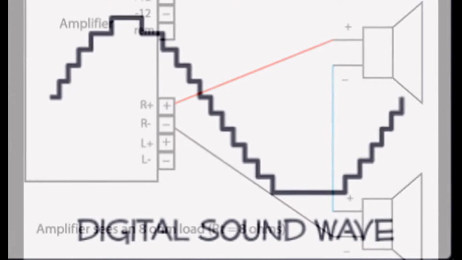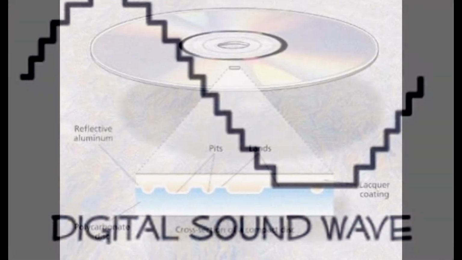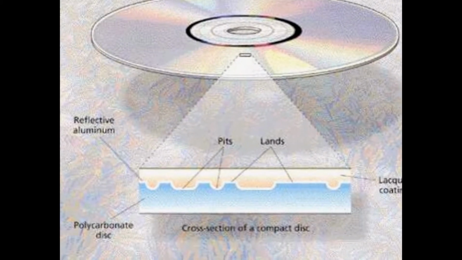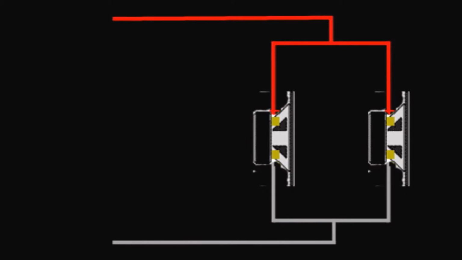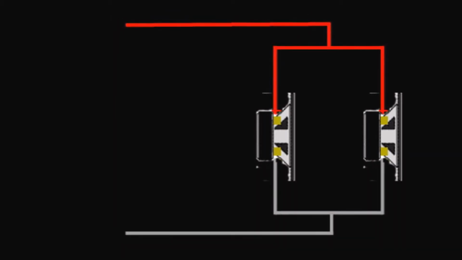Digital sound can be found in things like CDs. In CDs, there are tiny pits and flats. A light will pass over these and become reflected from the pits, which will then send the information to an amplifier and then a speaker so that you can hear it.